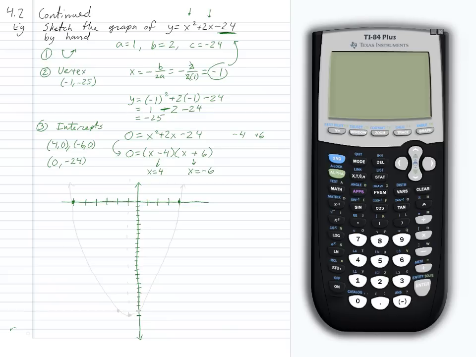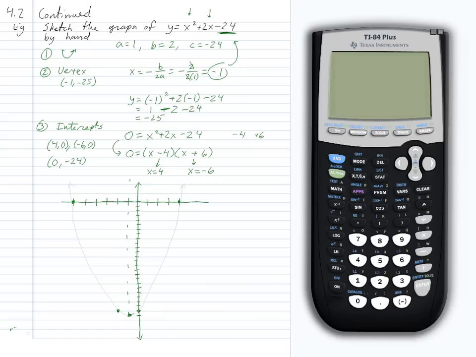24, so 25 right there. Alright, so we'll plot our vertex at negative 1, negative 25. Our y-intercept at negative 24. And just for the sake of thoroughness, I'll plot my axis of symmetry. Remember, the axis of symmetry is a vertical line. So 1 unit to the right of the vertex, we are at a height of negative 24. So should we also be 1 unit to the left of the vertex.